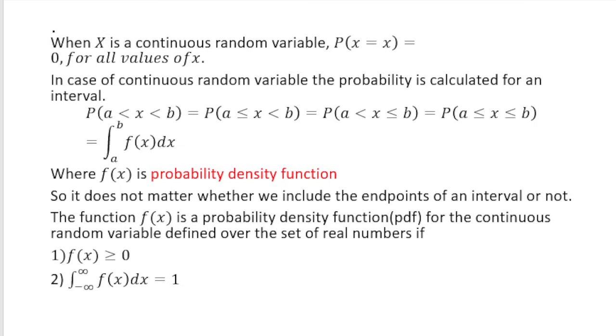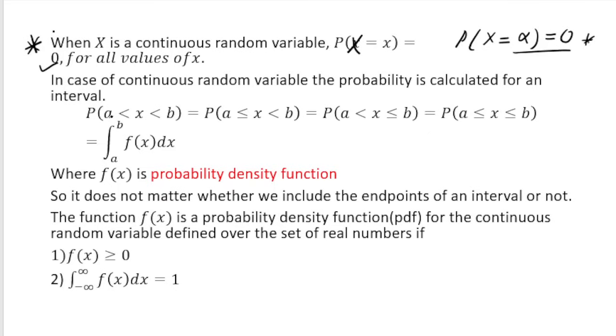Now let us talk about continuous random variable. So this is an important MCQ question, that when we talk about continuous random variable, for a continuous random variable the probability at a point x is equal to 0 for all value of x. So for continuous random variable, if I ask you that what is the probability at a particular point alpha, in that case the probability is equal to 0.